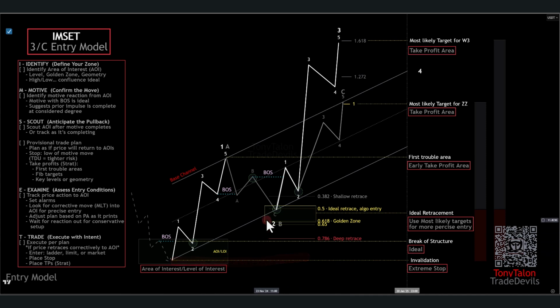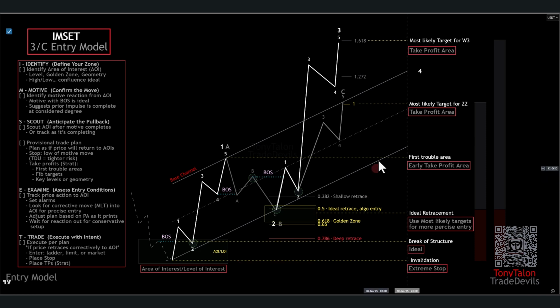Again, we can find other confluences such as the golden zone, algos. If we look to the left, we can look for some other levels or other supply demand, EMA, what have you, to kind of hide our stop behind. But for this model, the furthest extreme is going to be the invalidation of the impulse.